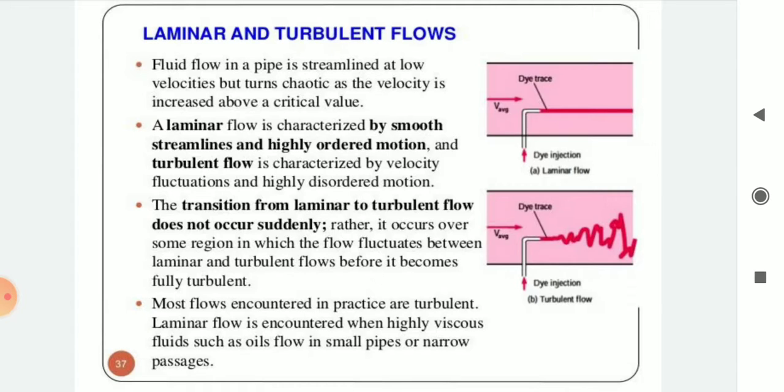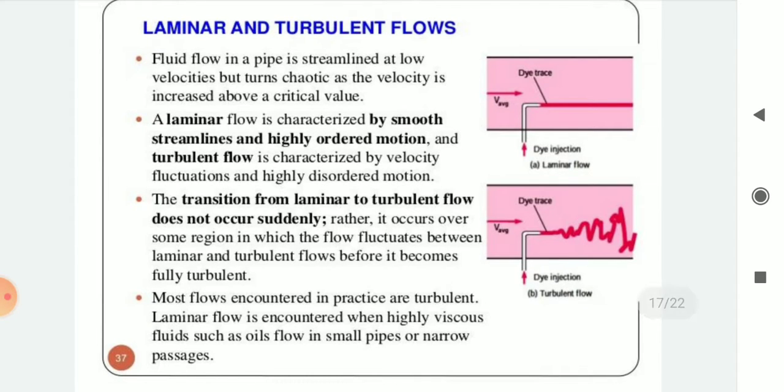The transition from laminar to turbulent flow does not occur suddenly. Rather, it occurs over some region in which the flow fluctuates between laminar and turbulent flows before it becomes fully turbulent. Most flows encountered in practice are turbulent. Laminar flow is encountered when highly viscous fluids, such as oil, flow in small pipes or narrow passages. Okay?